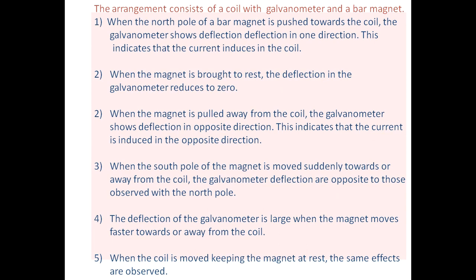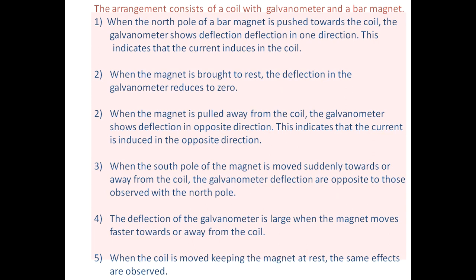So for observations, here you should take the magnet and coil closer. When moving towards, the deflection will be more and in one direction, and whenever the magnet is moving away from the coil, the current is flowing in the opposite direction in the coil. Then the deflection of the galvanometer is large when the magnet moves faster towards or away from the coil. So if the velocity of motion of the magnet is more, that time the deflection of the galvanometer is more.